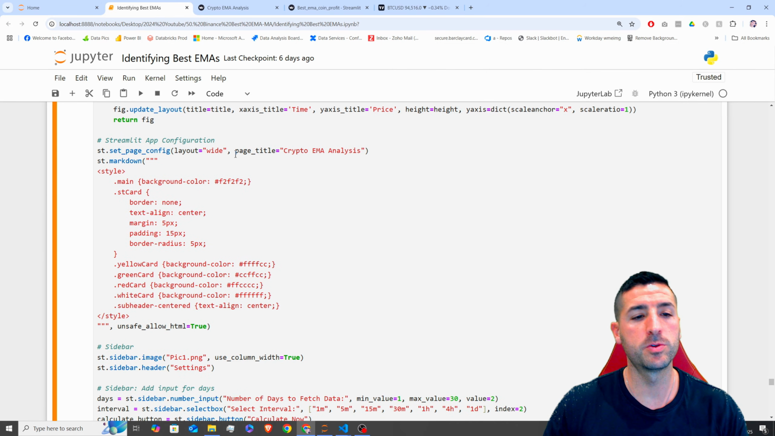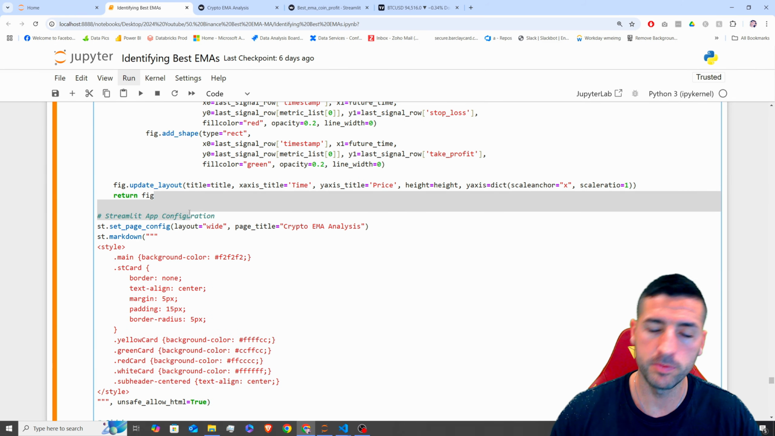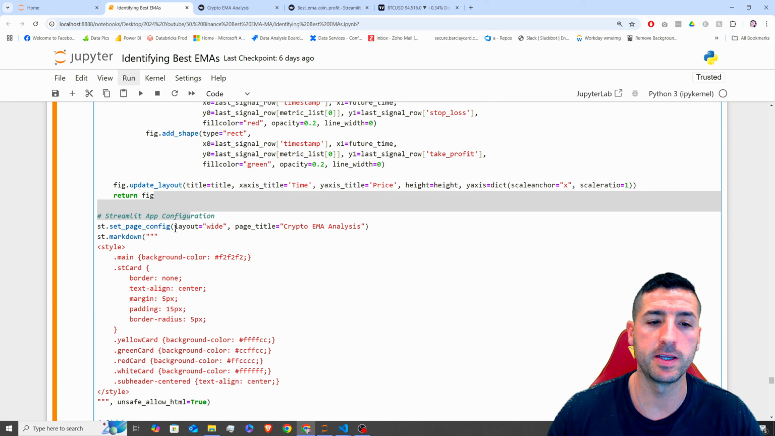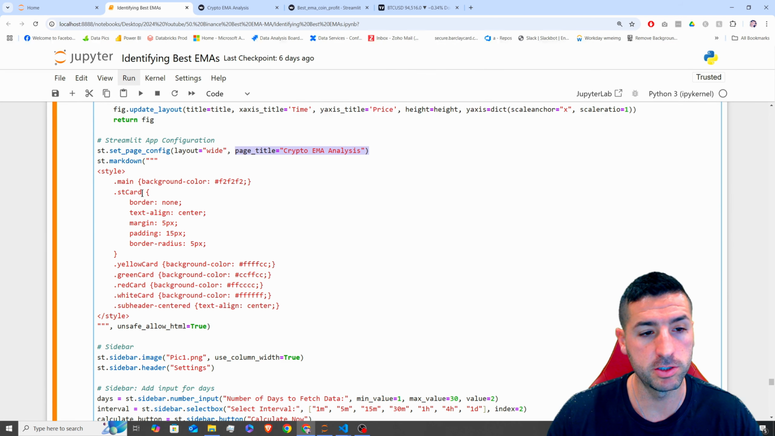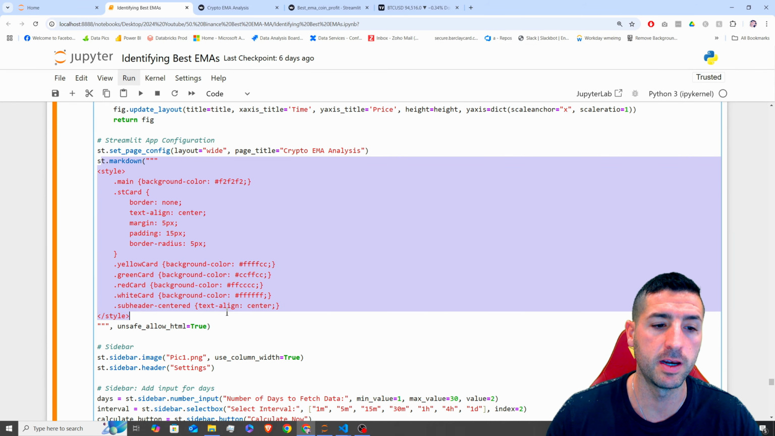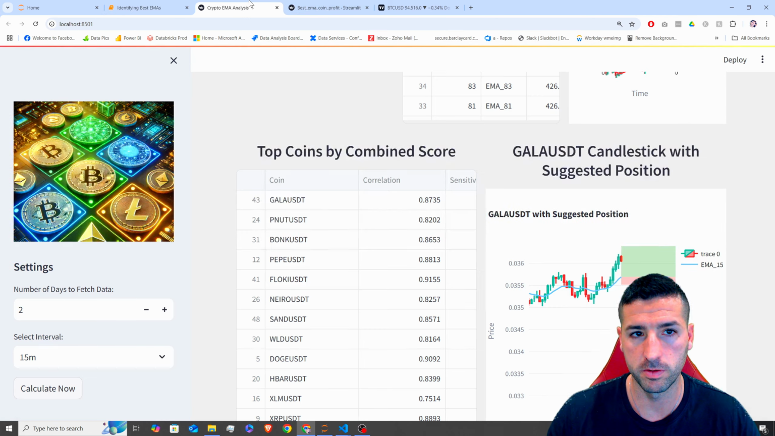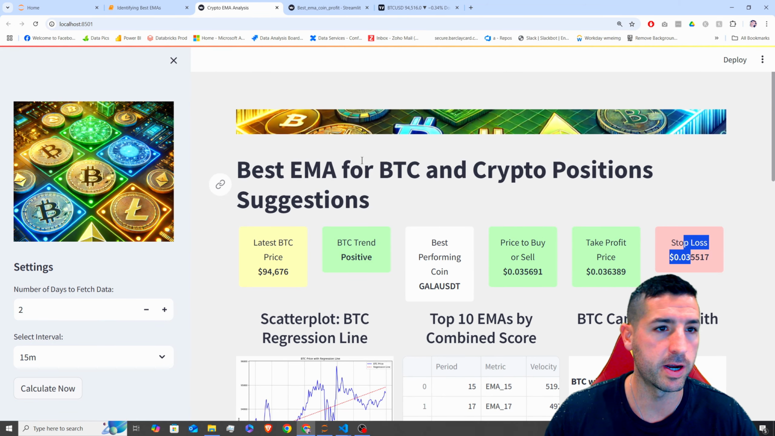Right. So this is where the Streamlit app begins. All of the functions above, we have explained in the previous video. First, we start by setting the layout to wide and adding a page title. Then we have some custom CSS, which is basically the styling of our cards. We have a color, borders, text alignment, margin, and padding. All of this is the styling you see in our cards.